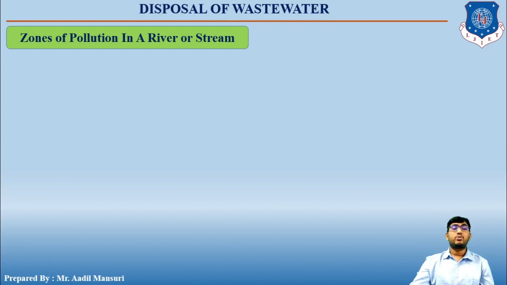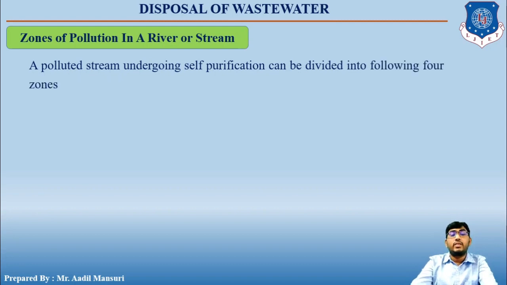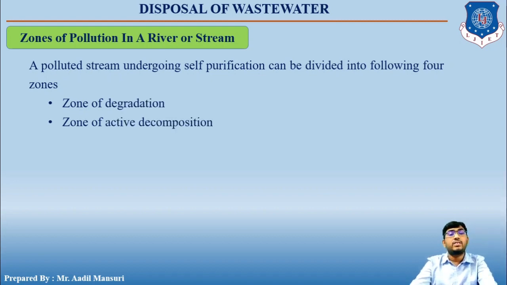So next is zones of pollution in a river or stream. A polluted stream undergoing self purification can be divided into four different zones. First is known as zone of degradation, second is known as zone of active decomposition, third is known as zone of recovery, and fourth one is known as zone of clearer water.